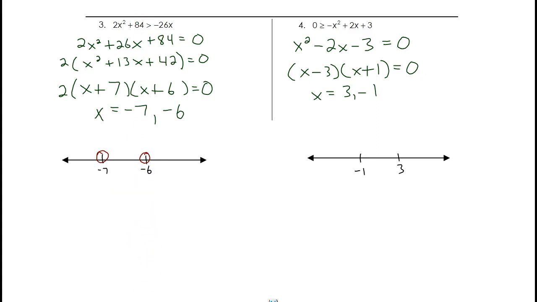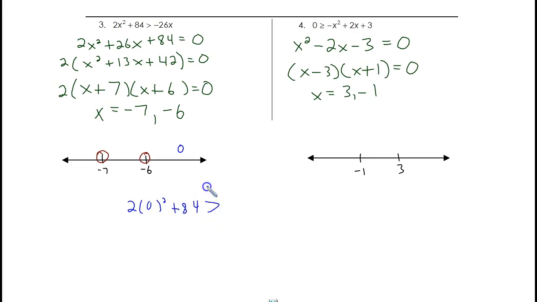We really should test all 3 of them just to make sure we don't make a mistake, but we have to test at least one. The easiest number to test is 0. 0 is going to be in this section over here, because it goes negative 5, negative 4, negative 3, negative 2, negative 1, and then 0. 0 is always the easiest to test. So I'm going to plug 0 into the original inequality. 2 times 0 squared plus 84.